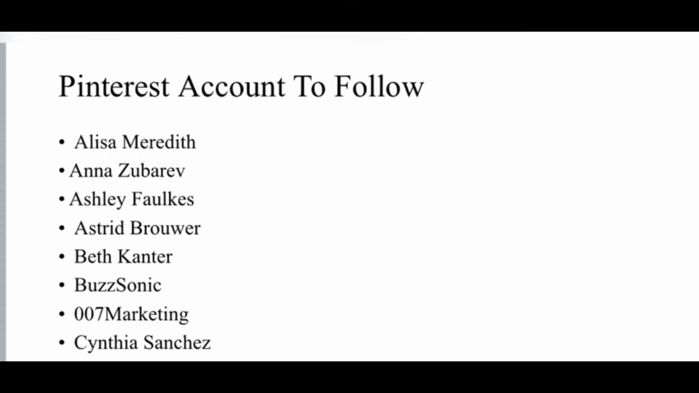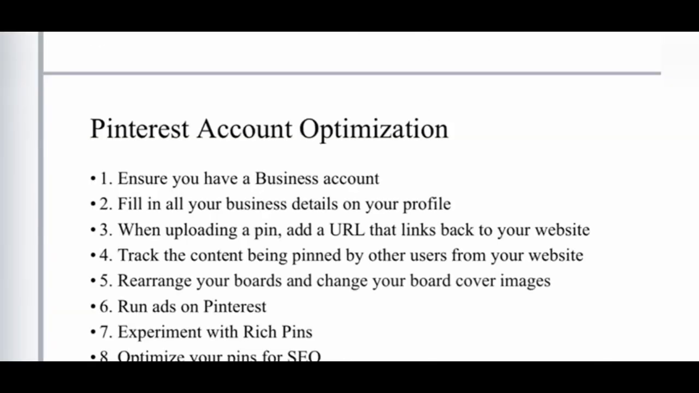Pinterest account optimization. First, ensure you have a business account. Second, fill in all your business details on your profile. Third, when uploading a pin, add a URL that links back to your website. Fourth, track the content being pinned by other users from your website. Fifth, rearrange your boards and change your board cover images. Sixth, run ads on Pinterest. Seventh, experiment with rich pins. Eighth, optimize your pins for SEO. Ninth, pay close attention to your pin images.